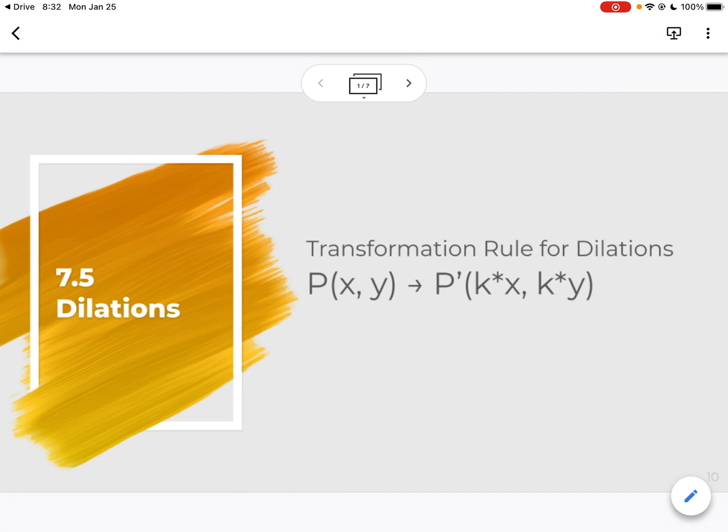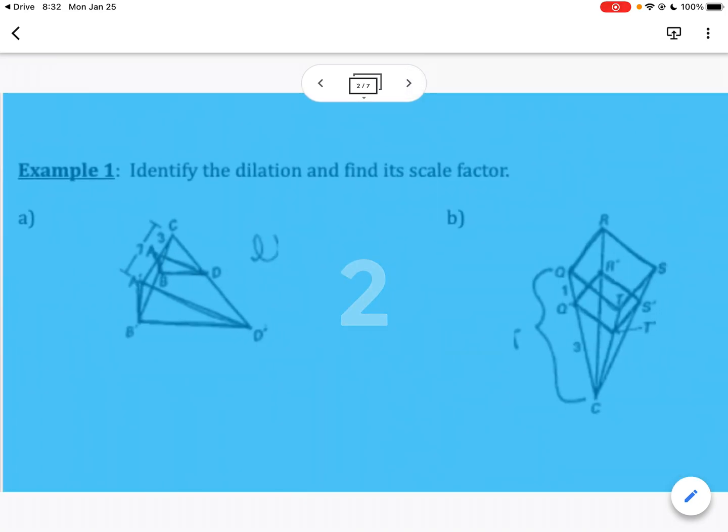To find the coordinates of a dilation, you're going to have a scale factor, and here the variable used for the scale factor is k. To find the new points of a figure, you will take each coordinate, the x and the y, and multiply it by that scale factor k.